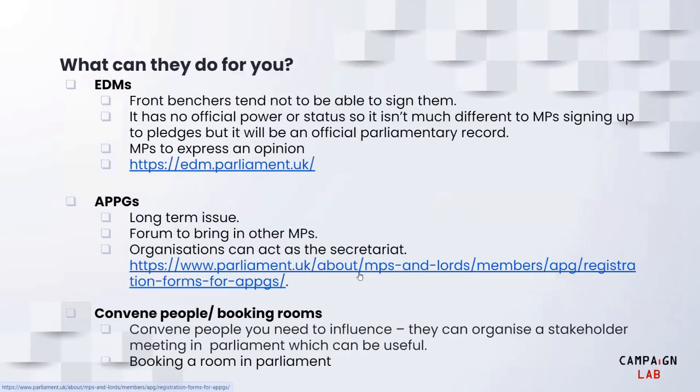So what can MPs actually do for you? That's a really important thing to think about, because often we think, oh, if we get the MP involved, it'll sort everything out. But it's really important to understand what they can do concretely.